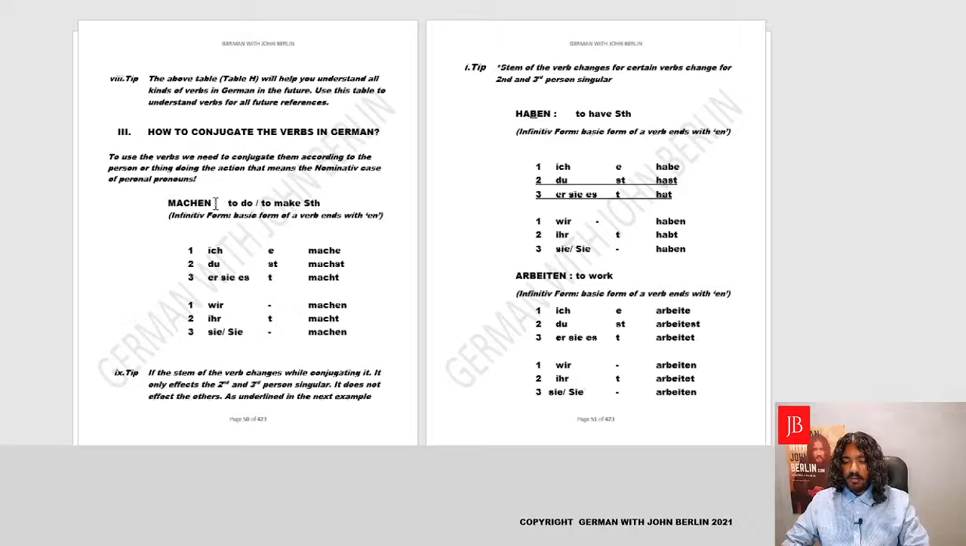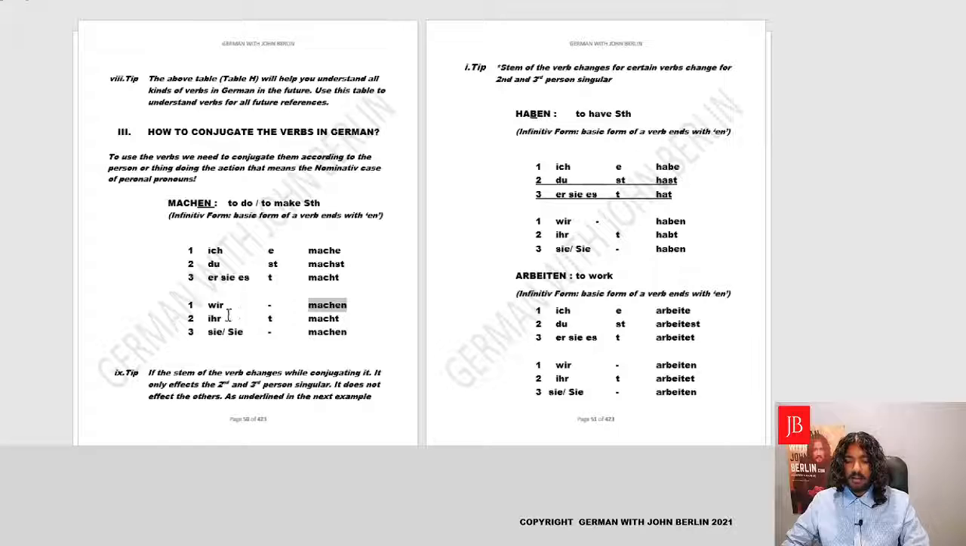Yes, and then I need you to remove the en, which is what I have highlighted here, and replace the en with the endings as follows. For example, if you want to say I do or I make, you'll say ich mache. You removed the en, you added an e. Ich mache, du machst. Remove the en, add st. Er, sie, es macht. Remove the en, add a t. Then for wir, you'll repeat the infinitive form. I've just written a dash.